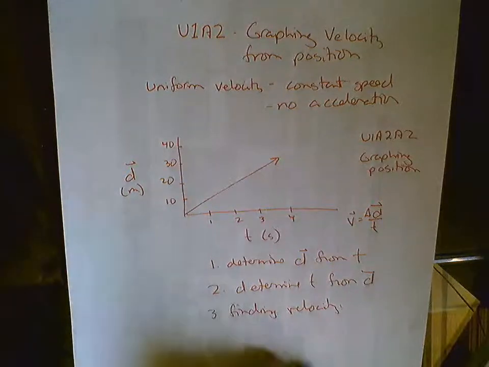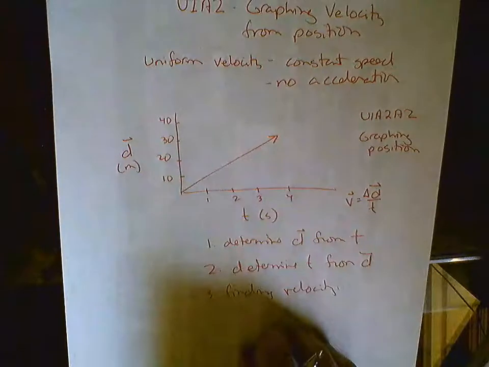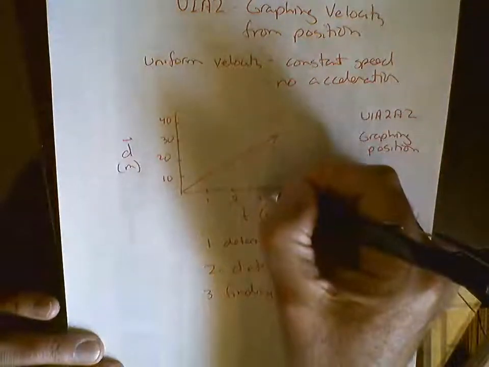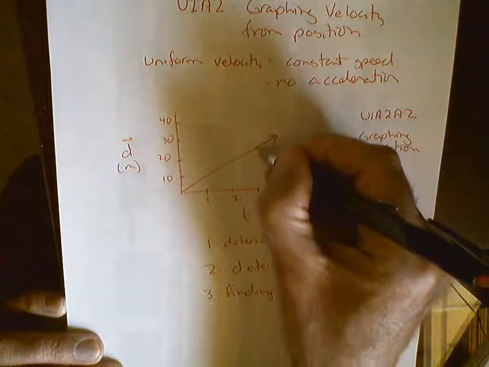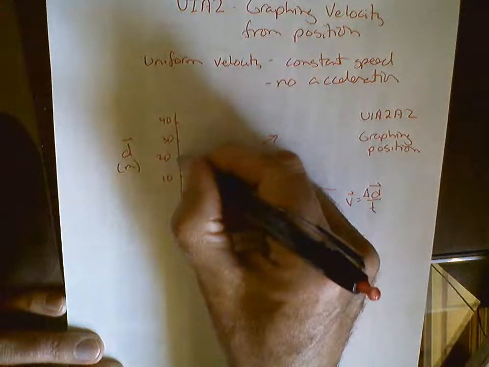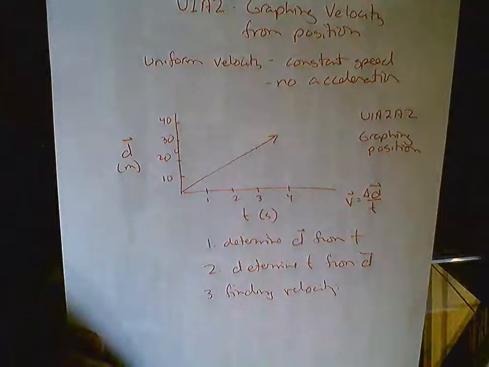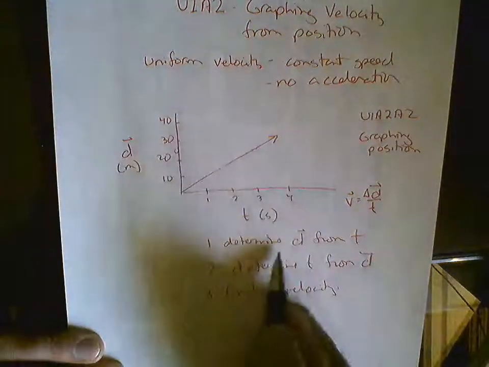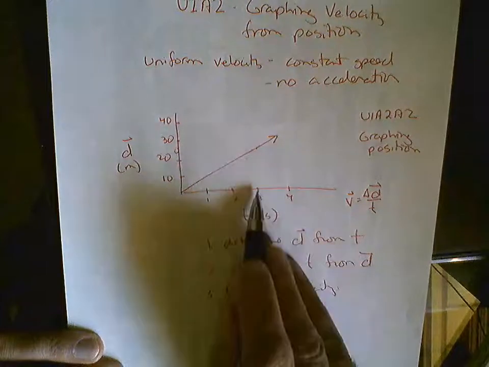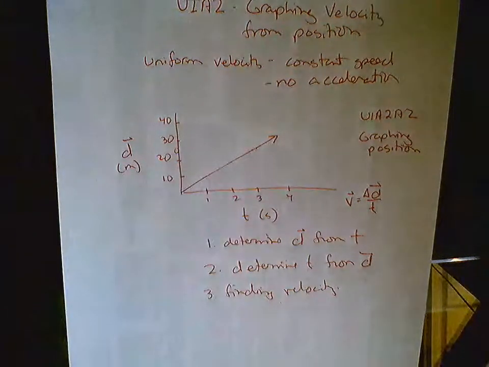The first thing that you have to be able to do is determine displacement from time. So if I said at the 3-second mark, what's your displacement, you would go up to the graph and then you would go across and you'd see your displacement is about 23 or 24 meters. Once again, to determine displacement from time, you go to whatever time they say, you go up to the graph and then you go across.